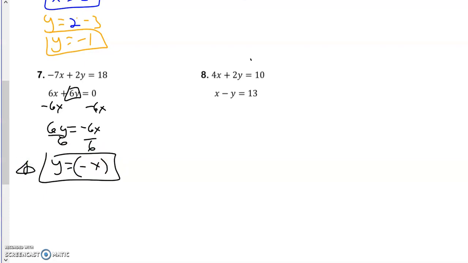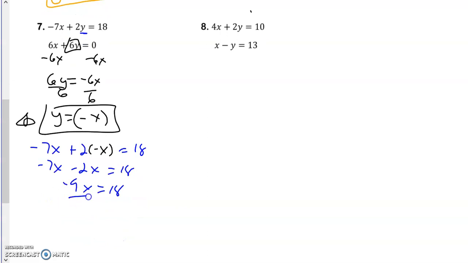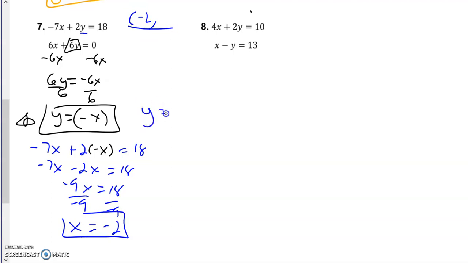I'm going to replace that one up here with this y. So I am going to go -7x plus 2, and then I'm going to put in my -x equals 18. So I get -7x minus 2x equals 18, which is -9x equals 18. I'm going to divide by -9, and x equals -2. Come over here and put my -2. Then I'm just going to put it into my equation. I have a minus and a minus, so that will make it a +2.